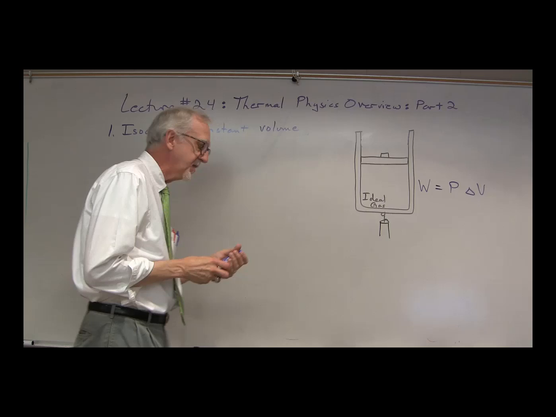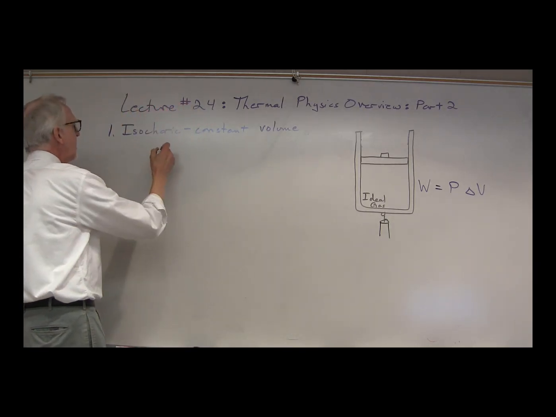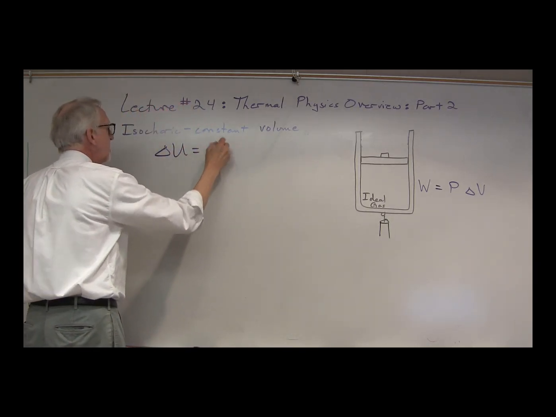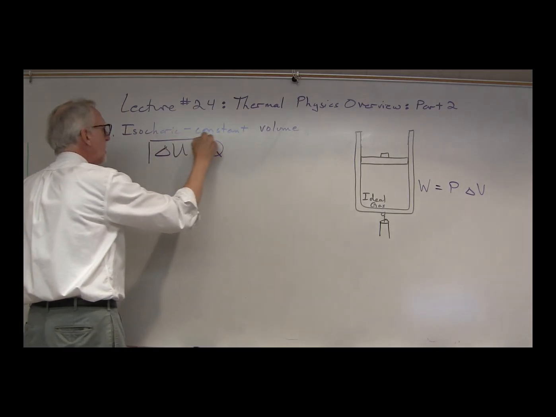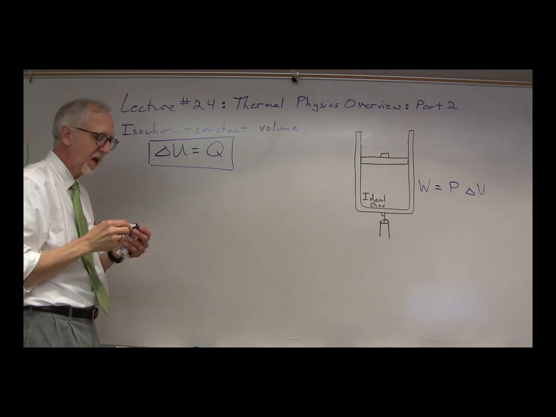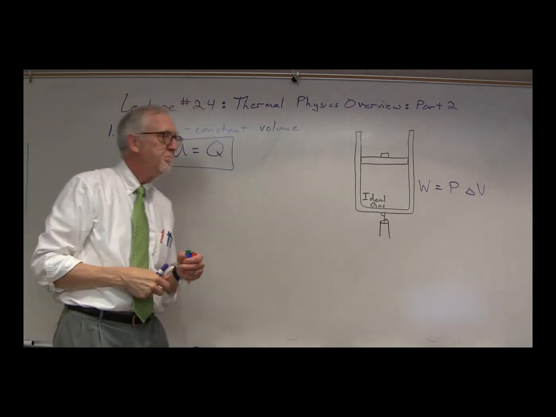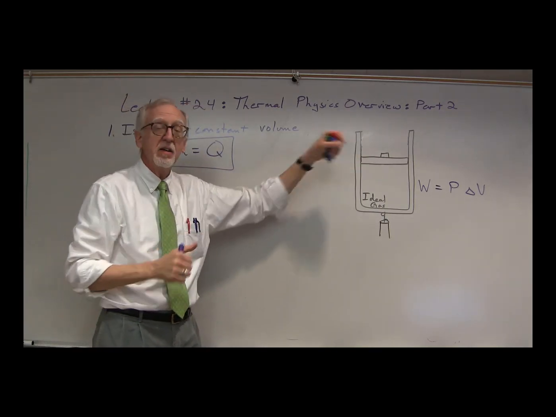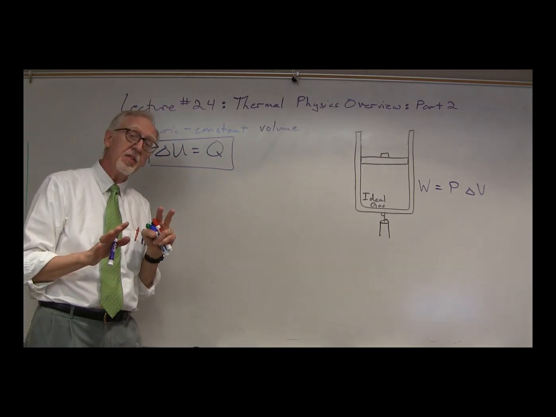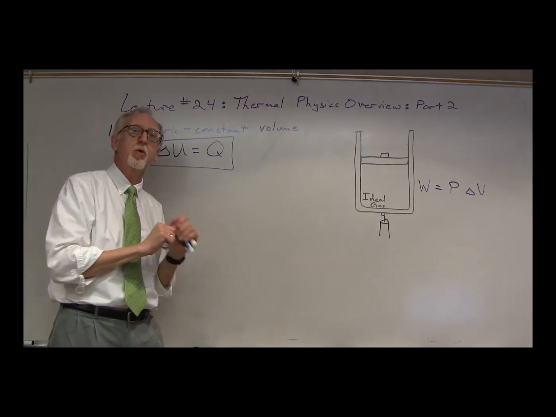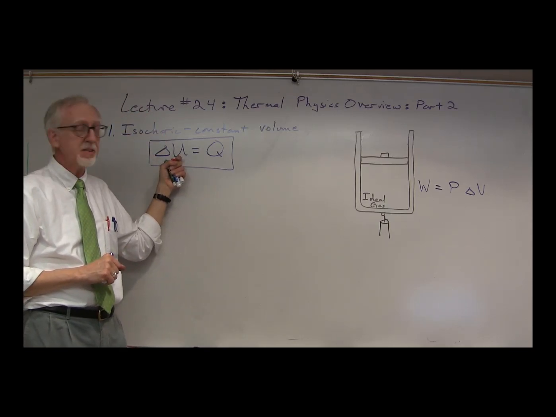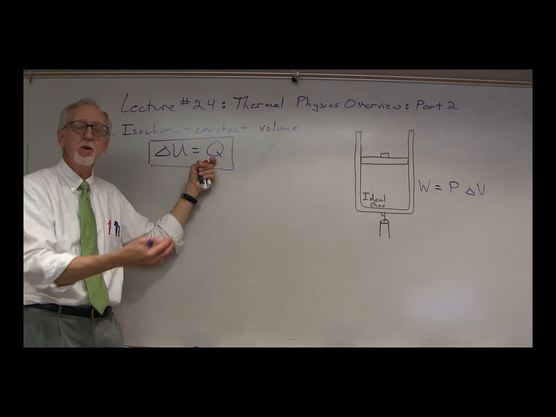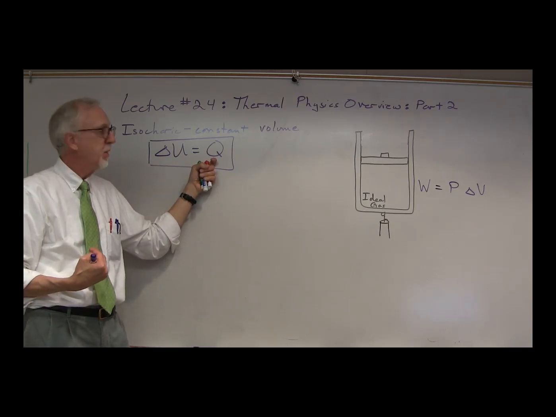If there's no work done by the gas, then delta U, which is Q minus W, and if W is 0, then the only way to change the energy of the gas is by adding heat. Keeping the piston clamped in place does not allow the gas to do any work, nor to have work done on the gas, so the only way to change the internal energy of the gas is by adding heat or removing heat from it. Okay?